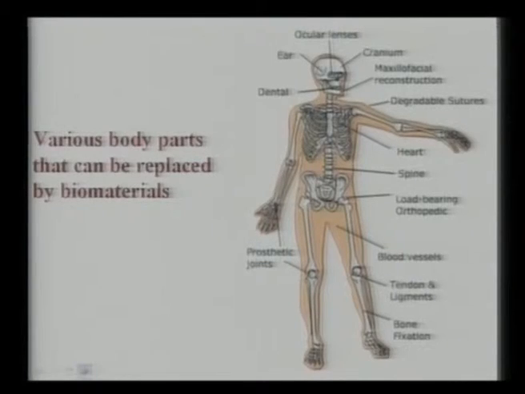Now this view graph essentially shows the different body parts of a human being which can potentially be replaced by synthetic materials or biomaterials.